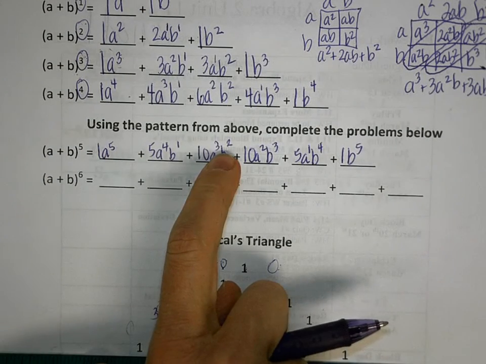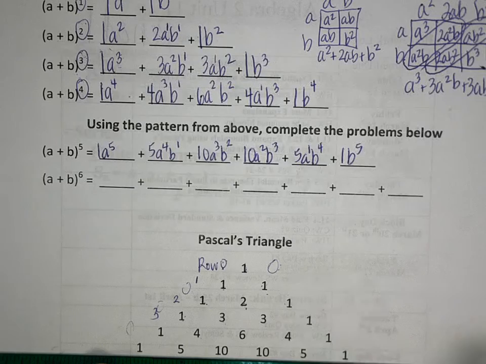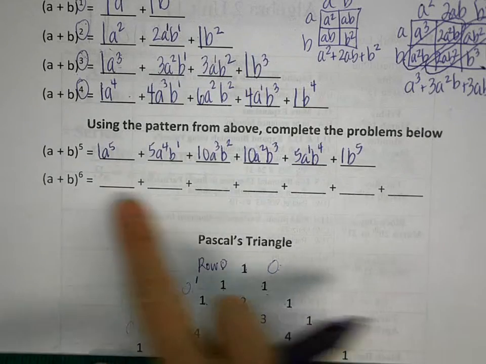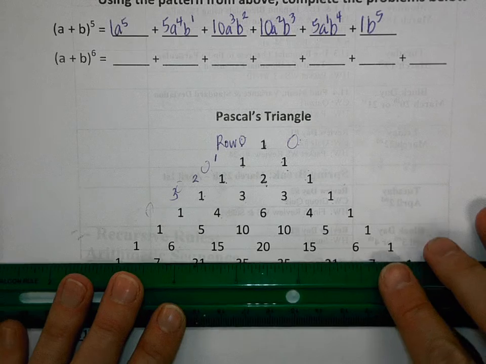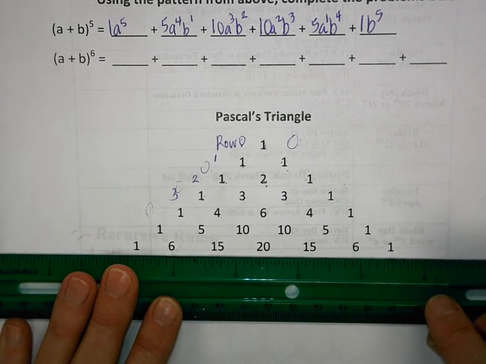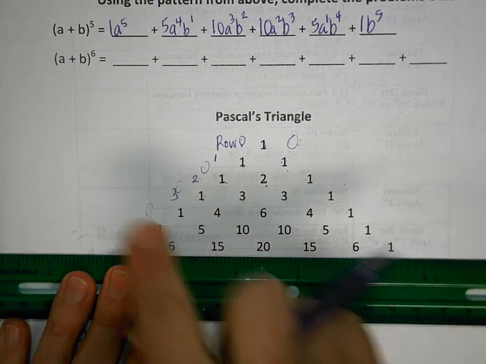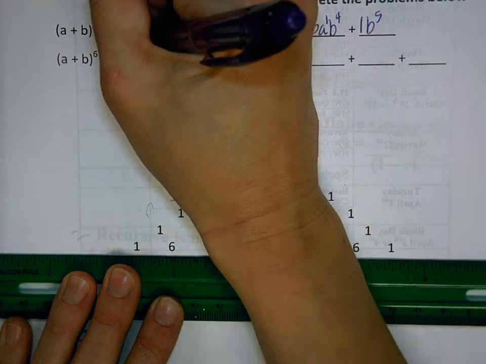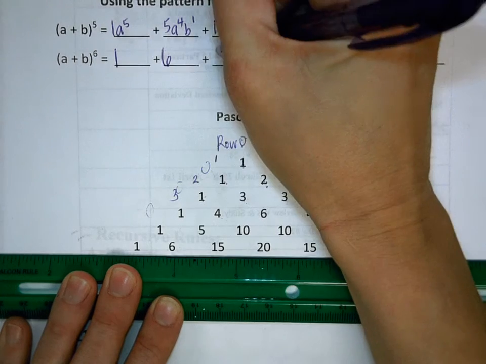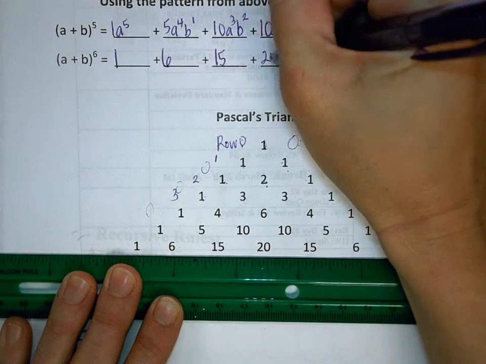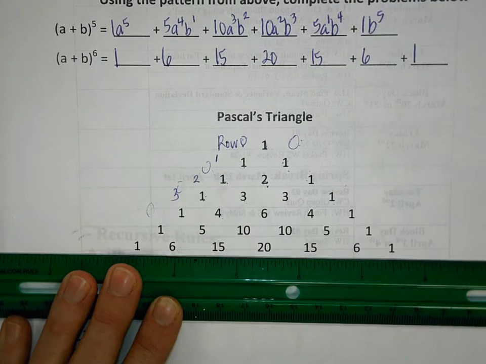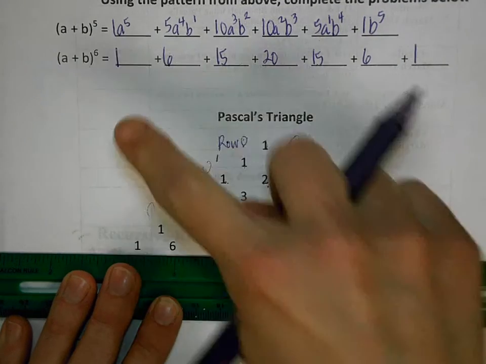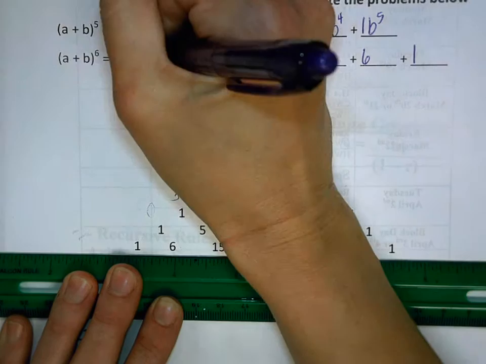What should all my exponents add to be? 5. And they do. Okay, 6th row. Okay, so 6th row, there are my numbers. So what am I going to write? Okay, are we all good with that? Okay, then a to the what power?